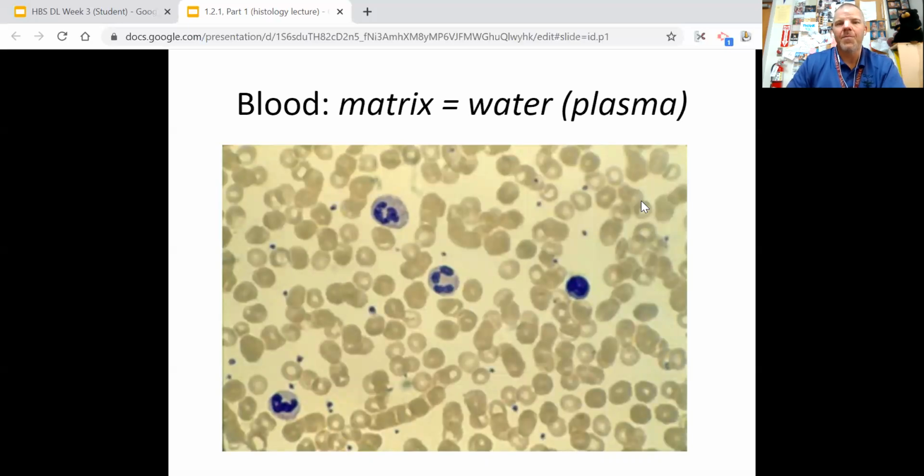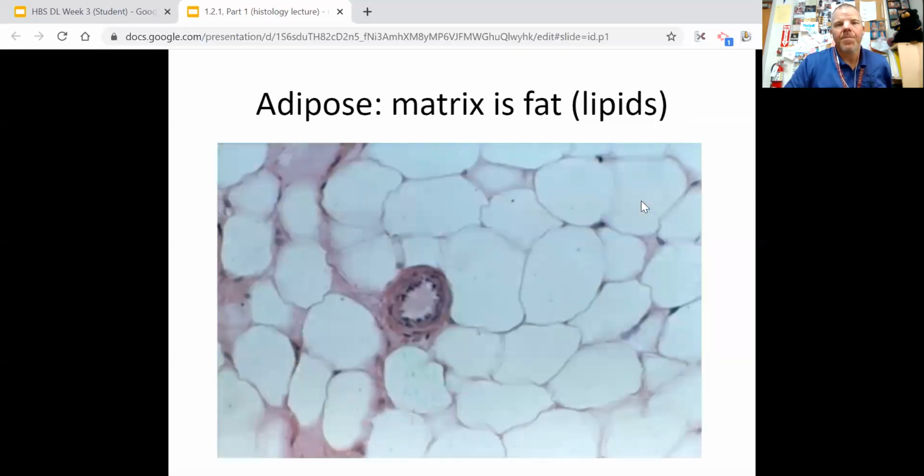So here is an example of blood. The kind of beige looking cells are red blood cells, and the purple ones are actually white blood cells. And notice that everything in the middle, that's water or plasma. That's the matrix for blood. Here is adipose tissue, and you can see there's surrounded by these big globules of fat. And those are great energy storage. I know that I build up lots of those throughout the summer.